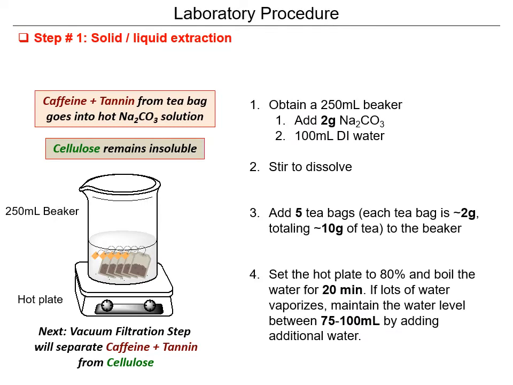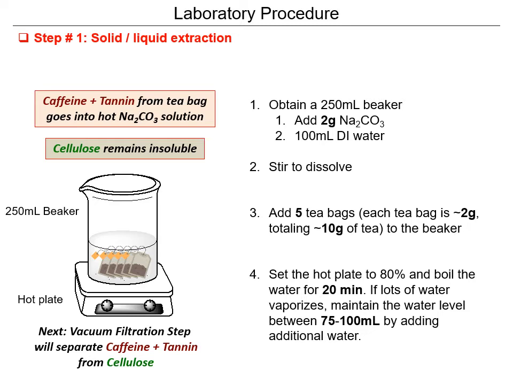Step 1 for the laboratory procedure involves brewing the tea. Thus, obtain one 250 milliliter beaker and place it on a hot plate. To this, add 2 grams of sodium carbonate and 100 milliliters of deionized water. Stir this to dissolve the solid. Then, add 5 tea bags to the beaker.